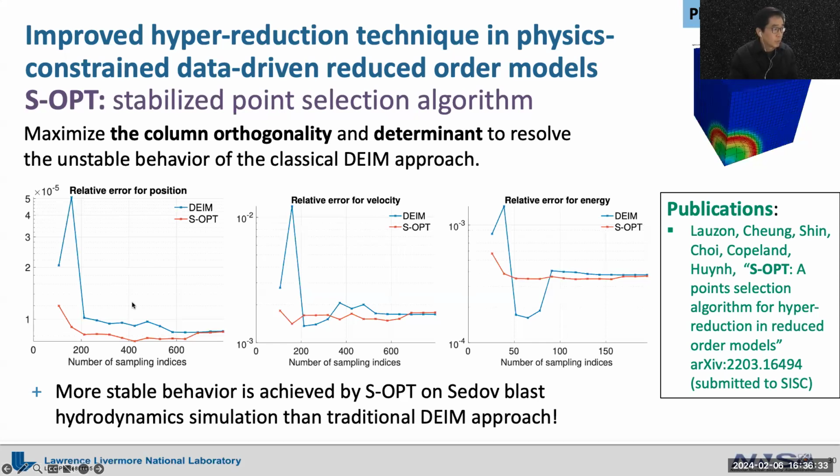And if you use this criteria and select the points using this SOPT algorithm, then you will actually get better accuracy when you sample a smaller number of points in your nonlinear space, as you can see from this graph, which is actually practical, right? I mean, when you sample small, you want to achieve better accuracy, which can be achieved by this SOPT hyperreduction.